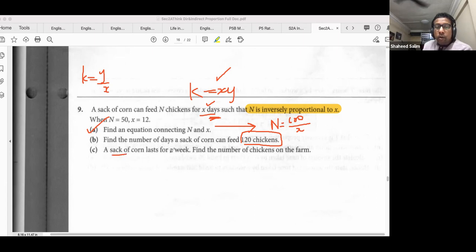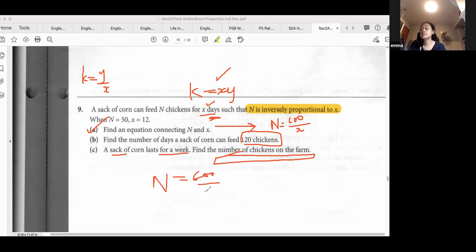A sack of corn lasts for a week. Find the number of chickens on the farm. This is another one, but you still do the same thing. And your answer is?